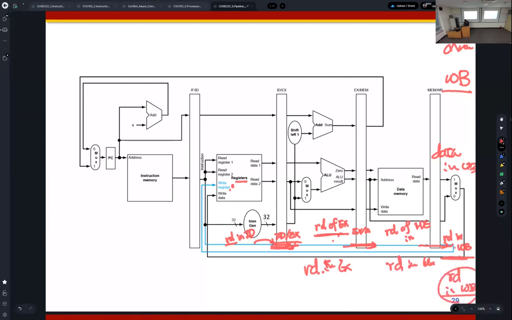So this RD needs to be given to the RD port of the register file. By doing this, we set the timing of data identical to the timing of RD. So you need to understand this. This is actually very important.